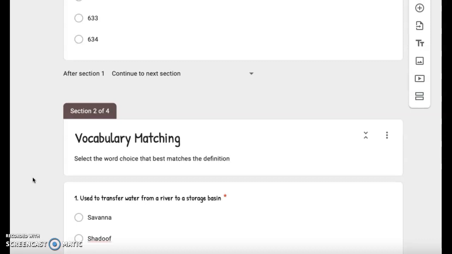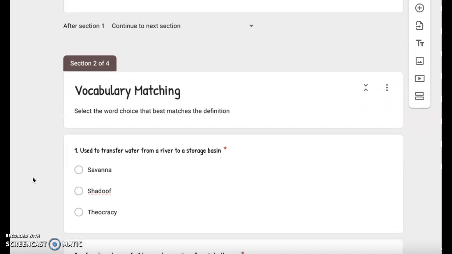Vocabulary matching. Select the word choice that best matches the definition. Number 1. Used to transfer water from a river to a storage basin. Savannah, shadoof, or theocracy.